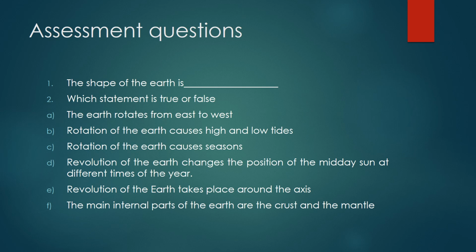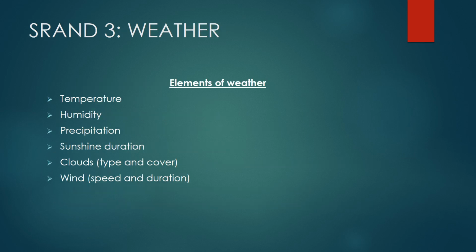Number three, rotation of the Earth causes seasons. Number four, revolution of the Earth changes the position of the midday sun at different times of the year. Number five, revolution of the Earth takes place around the axis. And then finally, number six, the main internal parts of the Earth are the crust and the mantle.